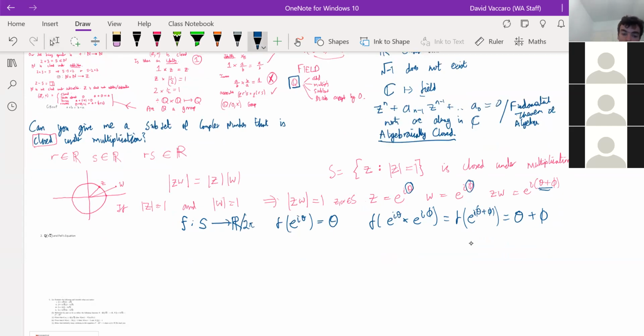Now, what does this mean? This R over 2 pi? Well, it means that we're taking the interval of real numbers between negative pi and pi, but we're regarding two numbers which differ by 2 pi as being the same. So it's a little bit like gluing negative pi and pi together.